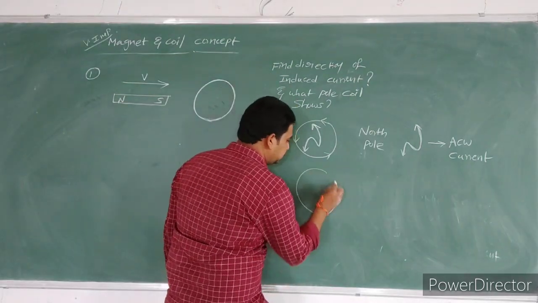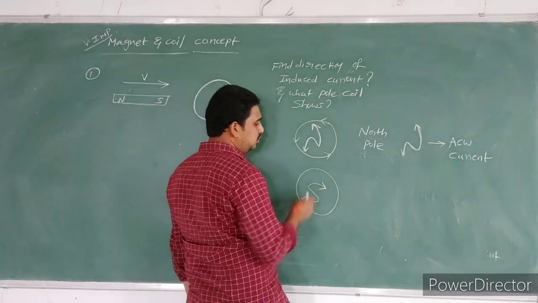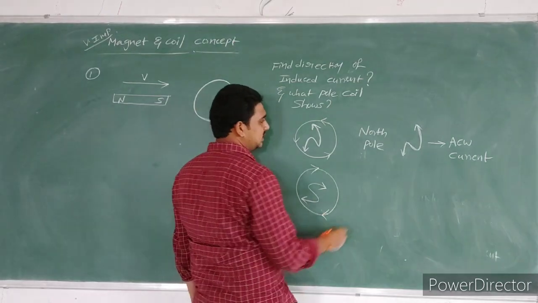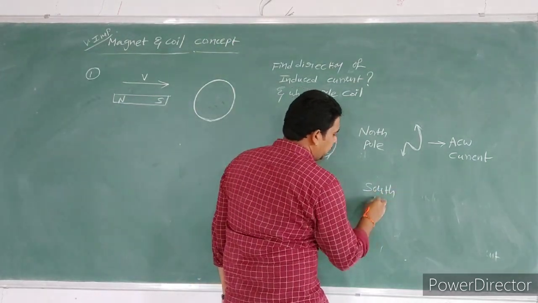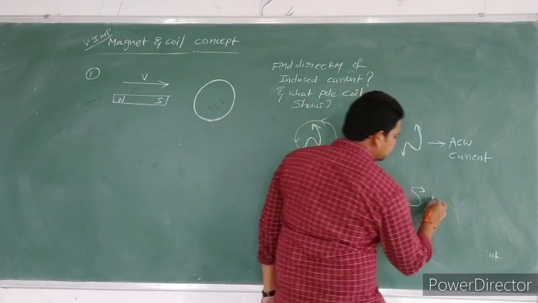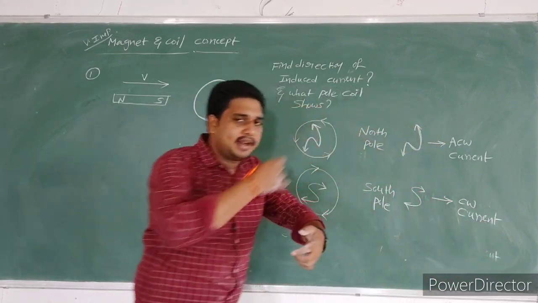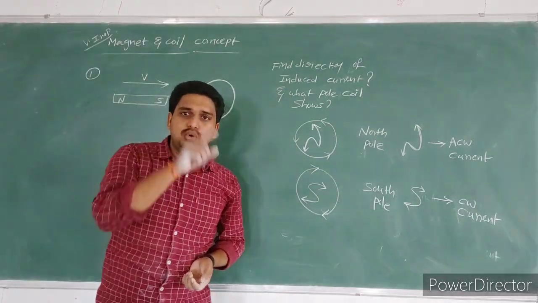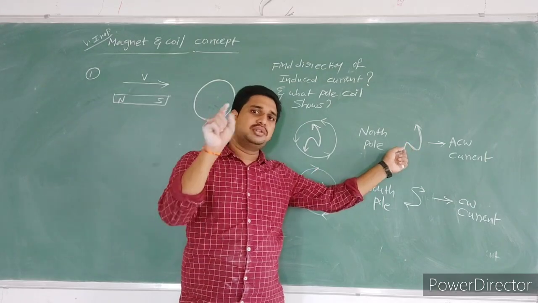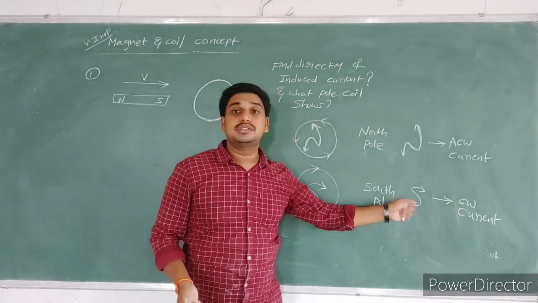Okay, south pole shows clockwise direction of current. If the current direction is anti-clockwise, then definitely that loop will show north pole. If the current direction is clockwise, then that loop will show south pole.